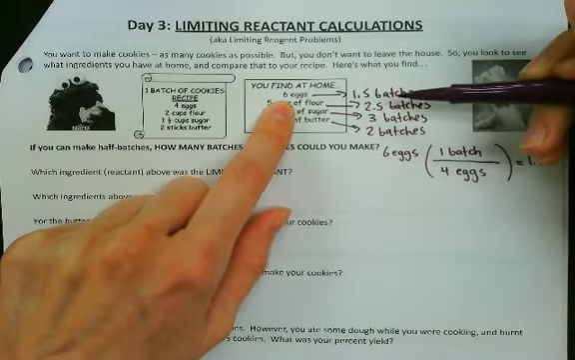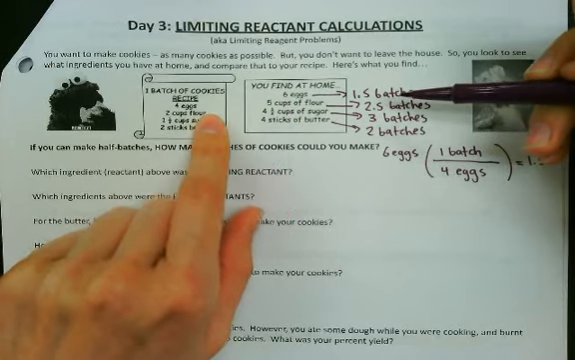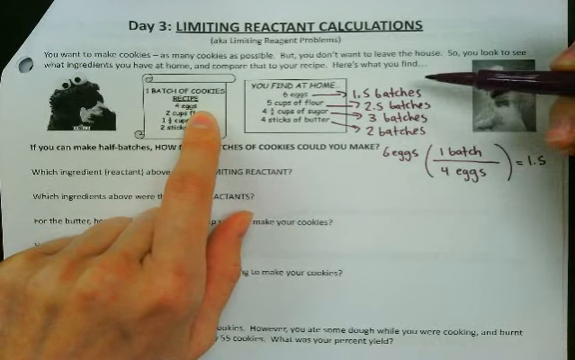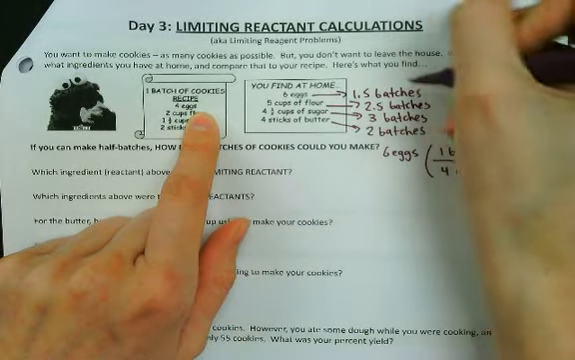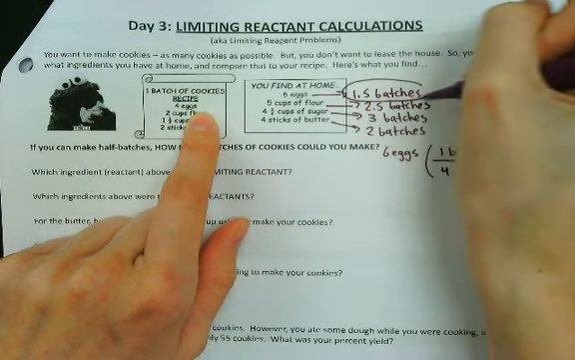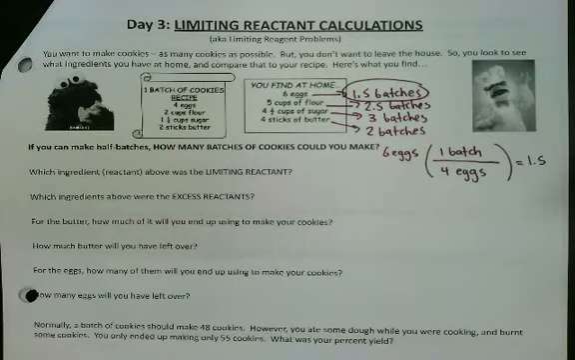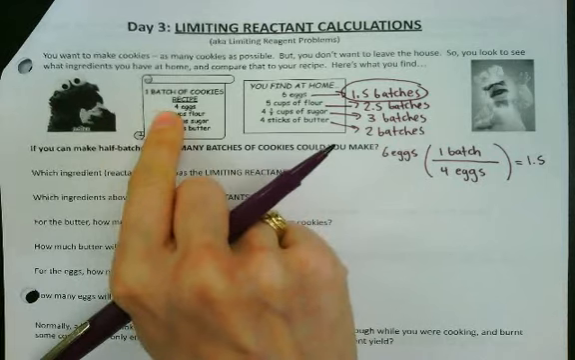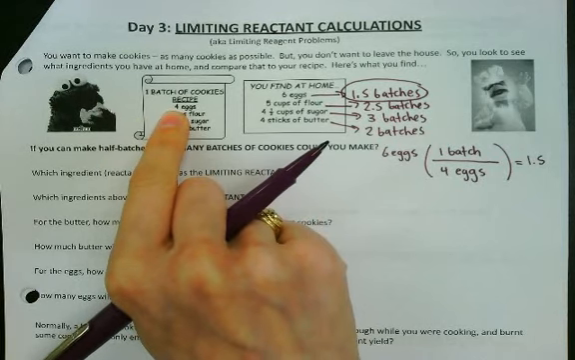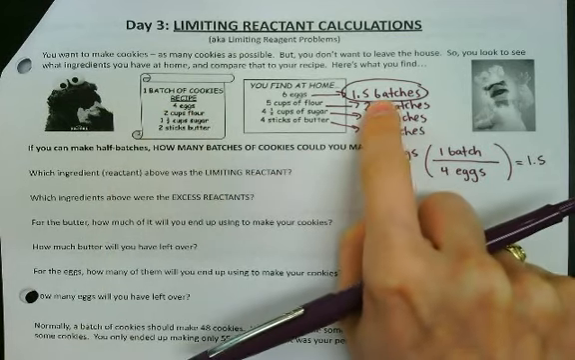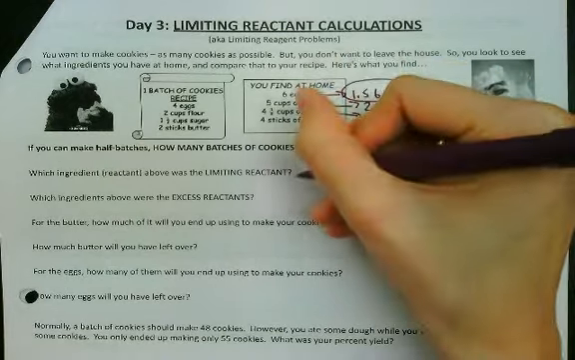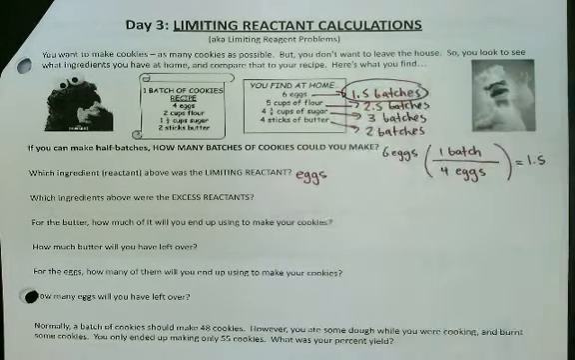Because I only have 6 eggs, if I am staying true to my recipe, I can only make a batch and a half of cookies, okay? So this is what is going to limit my cookie baking today, the fact that I only have 6 eggs, because I need 4 eggs to make one batch. That is not going to change. They're not going to be good cookies if I don't have my 4 eggs in there. So the eggs are what we call a limiting reactant, okay?